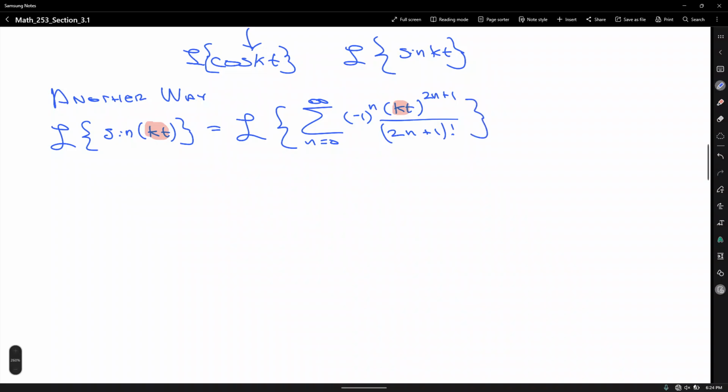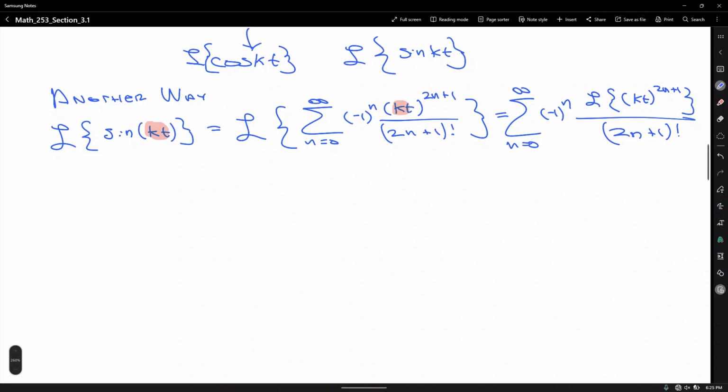Yes, thank you. So let me distribute the power, so to speak. Okay, so what do we have? Instead, I'm going to do sigma n equals 0 to infinity of -1 to the n power. I'm going to take the Laplace transform of kt to the 2n plus 1, over 2n plus 1 factorial. Because this is constant here, we're taking the Laplace transform of the variable t.